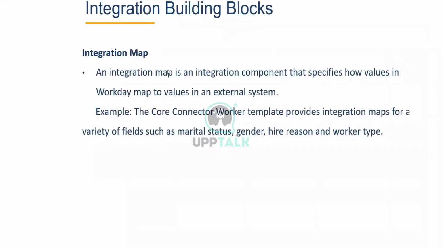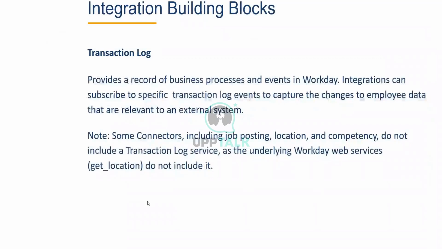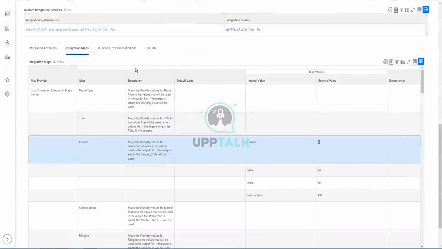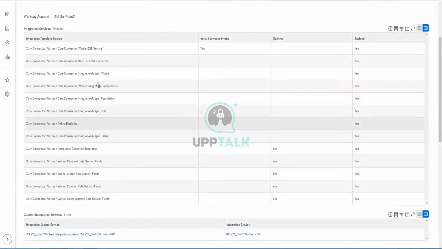Next, after integration maps, comes the transaction logs. That's a very critical area of integration as well. It provides a record of business processes and events in Workday. Integrations can subscribe to specific transaction log events to capture changes to employee data that are relevant to an external system. Some connectors, including job posting, location and competency, do not include a transaction log service, as the underlying Workday web service, Get Location, does not include it. If you need to have transaction logs enabled in your system, which as you can see we don't have it.